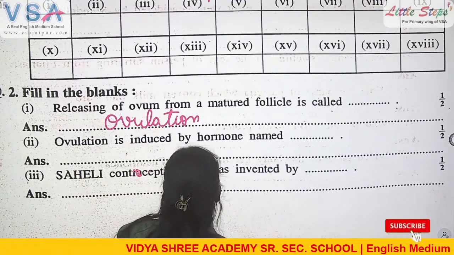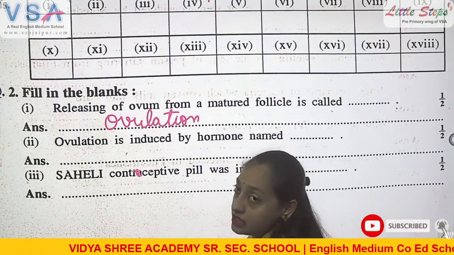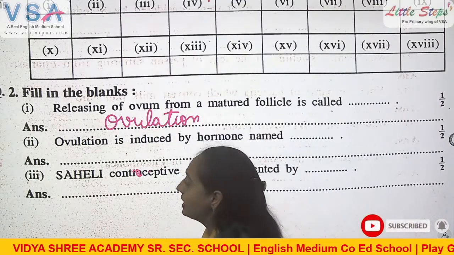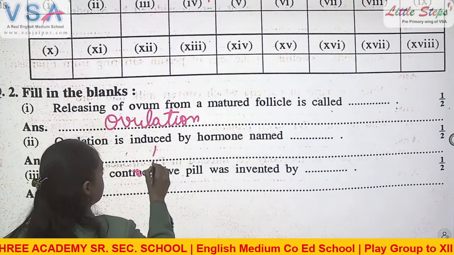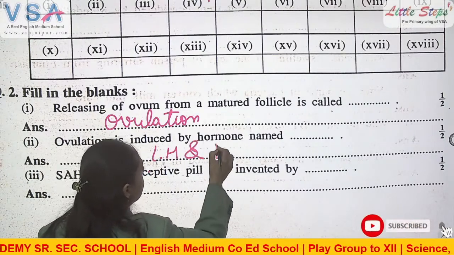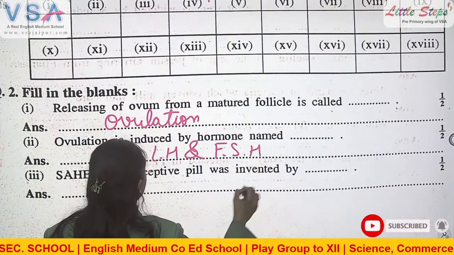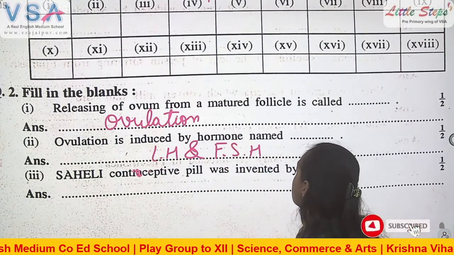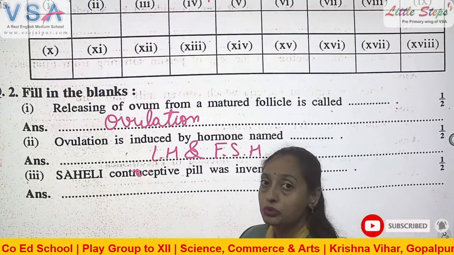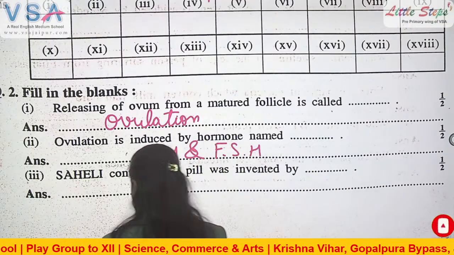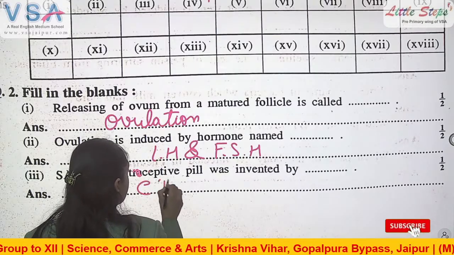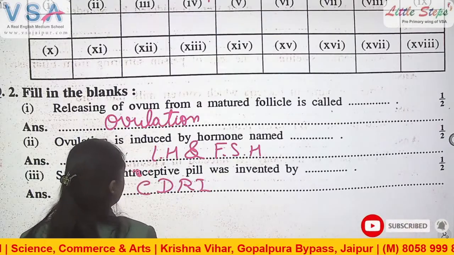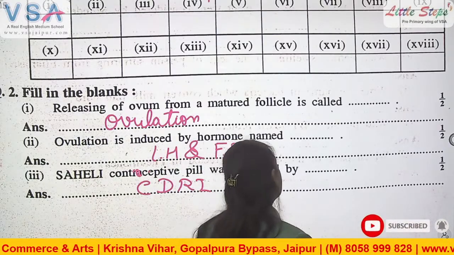Ovulation is induced by hormone name. कौन से हार्मोन से होता है? LH and FSH. What is the right answer? LH and FSH. Now, सहेली contraceptive pills was invented by CDRI, Central Drug Research Institute.